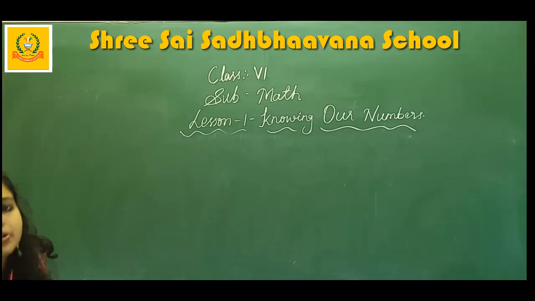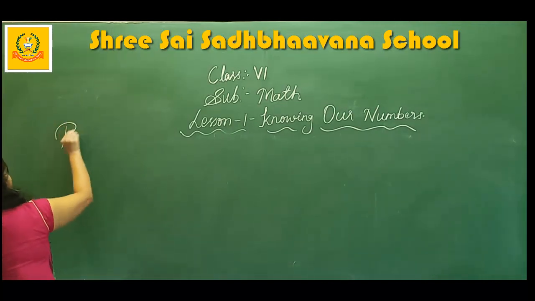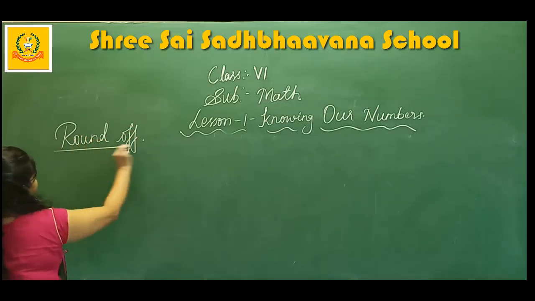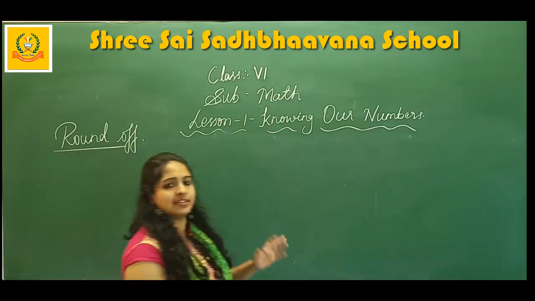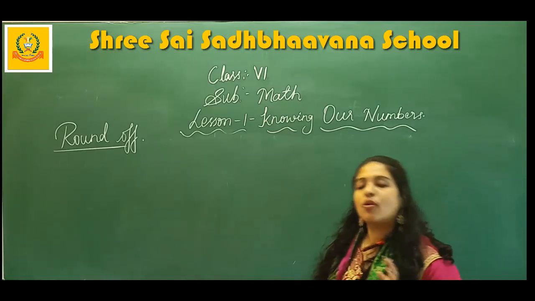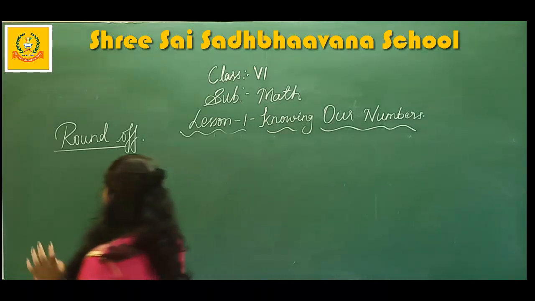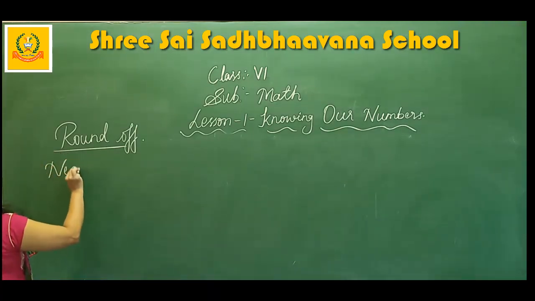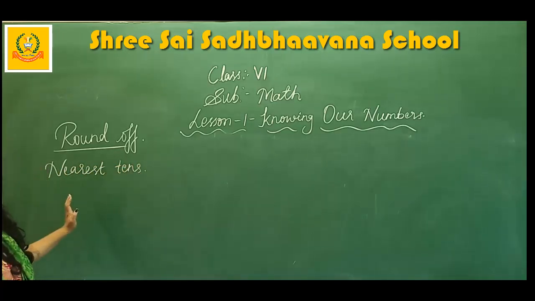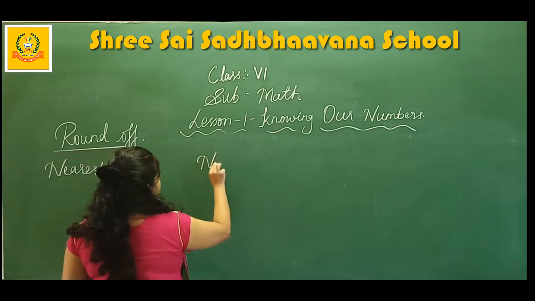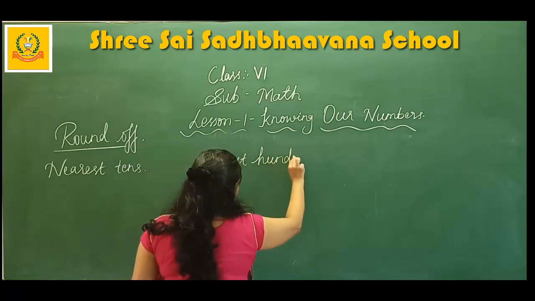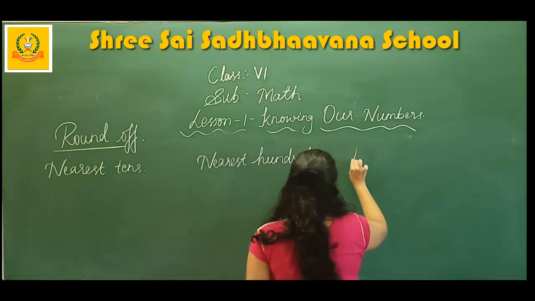Let us learn how to round off the number. So the heading is rounding off or round off. Yes, when we don't want the exact number, we will round off to the nearest tens or hundreds or thousands. That is what we are going to learn now. Okay? Now, first one is nearest tens. Here we are rounding up to nearest 10, nearest 100, and nearest 1000.